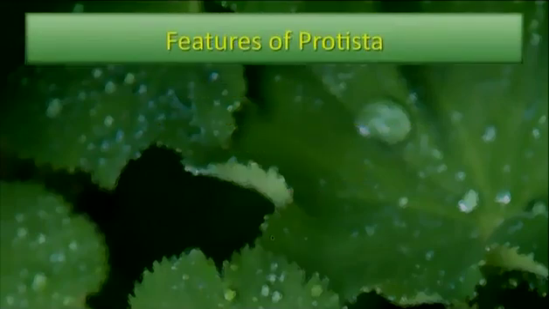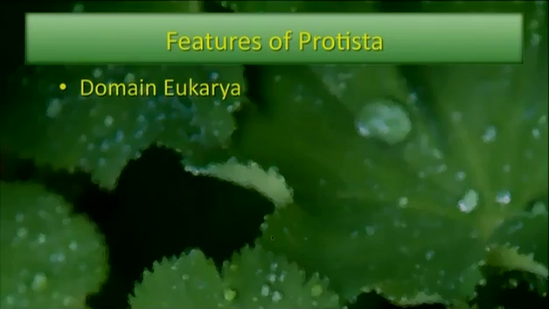Now the features of the protista. Remember that they're in the domain Eukarya. Remember that there are three domains. You have the domain Bacteria and the domain Archaea, which we covered before. The third domain is Eukarya. So all organisms in the domain Eukarya have eukaryotic cells. They include the protista, the animalia, the fungi, and the plantae.